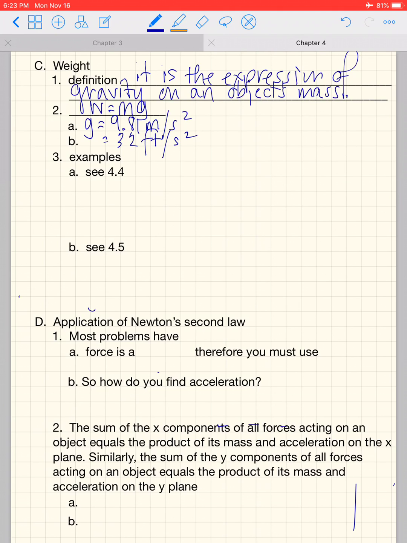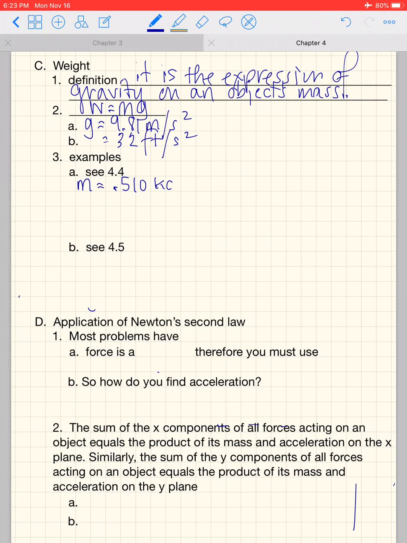Let's look at a couple of problems with this. The first one is calculate the weight of a 0.510 kilogram jar of Smucker's natural peanut butter. Not ordinary peanut butter, natural peanut butter. All right, let's write down what we know and what we don't know. We were given kilograms, and you know that kilogram is a unit of mass. It's not a unit of weight, it's a unit of mass, and its mass is 0.510.